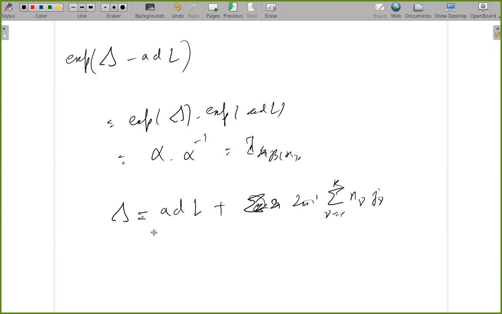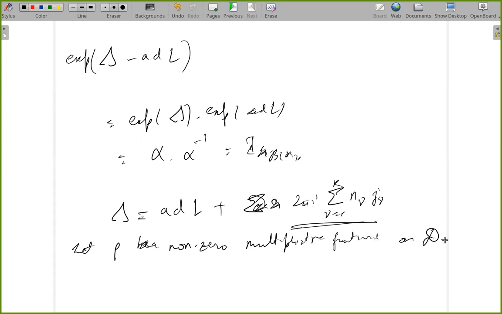Okay. So you have this. All we want to prove is that this part actually is 0. Then we'll have lambda equal to add L. Now pick rho. So again, we are going to use the Gelfand transform. So let rho be a non-zero multiplicative functional on D. So D is a commutative Banach algebra, which was generated by add L and the identity.